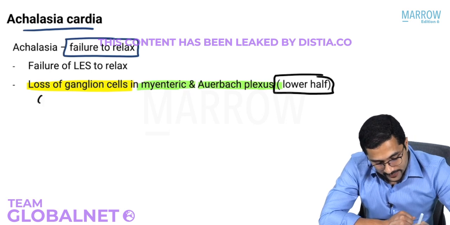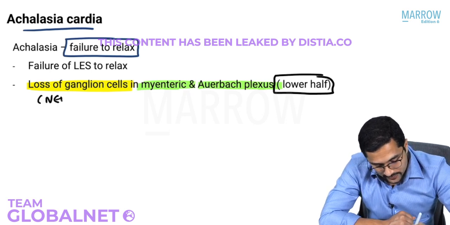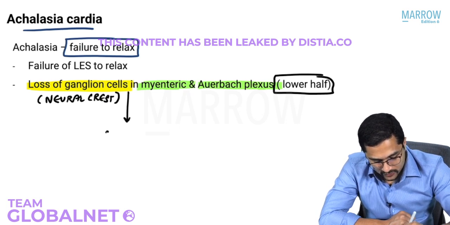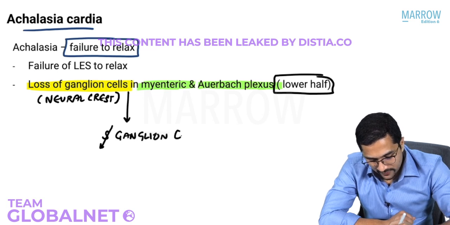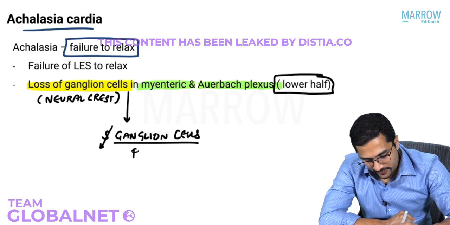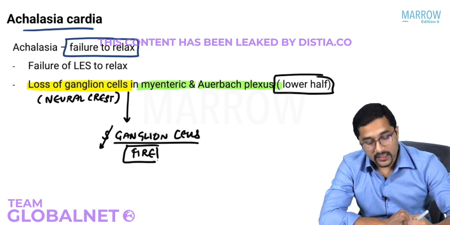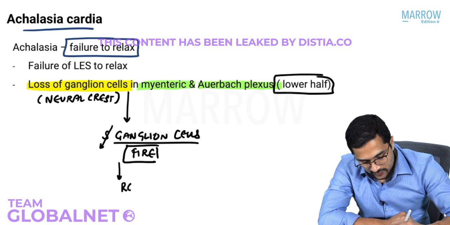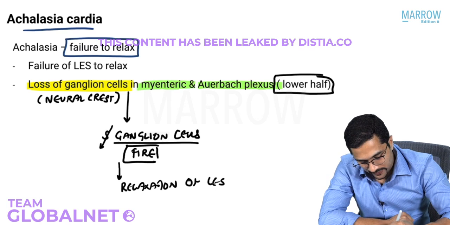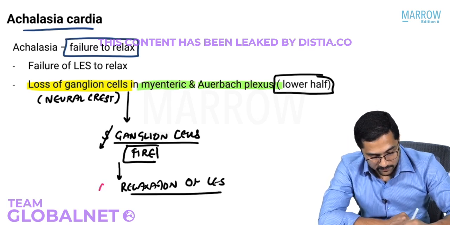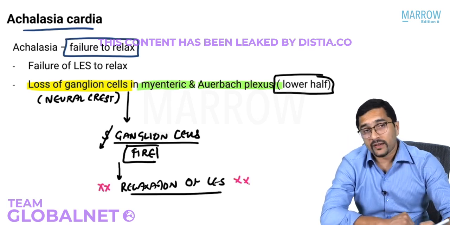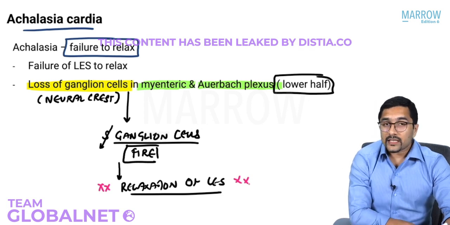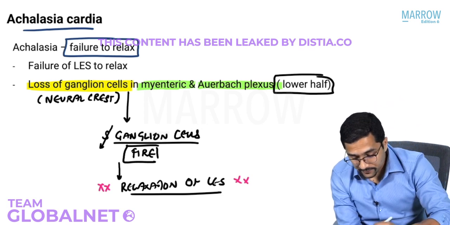Now, these ganglion cells are derived from the neural crest. This has also been asked in the exam. And these ganglion cells are inhibitory ganglion cells. That means when these inhibitory ganglion cells fire, they lead to relaxation of the lower esophageal sphincter. But if these ganglion cells are missing, then the lower esophageal sphincter will not relax, and that is what happens in achalasia cardia.